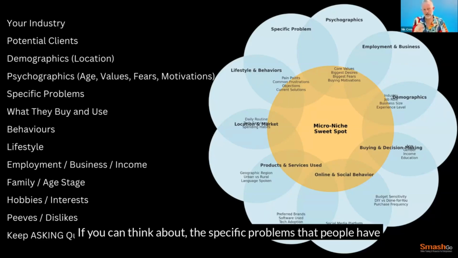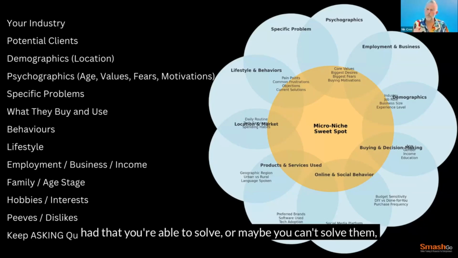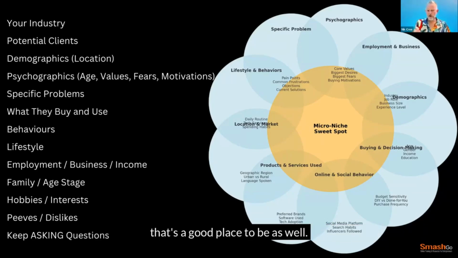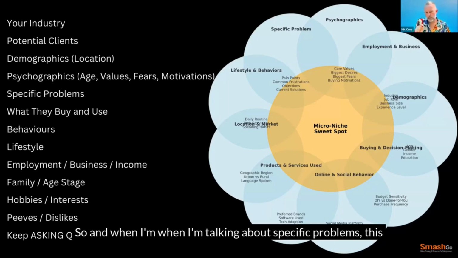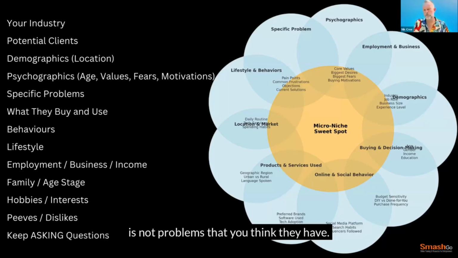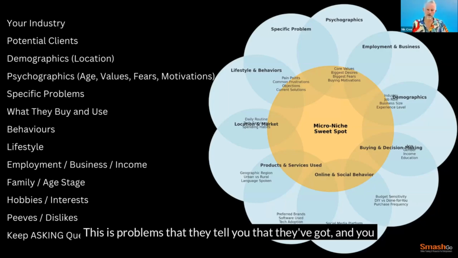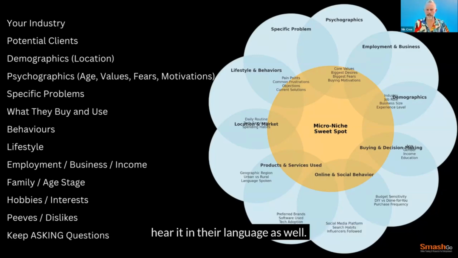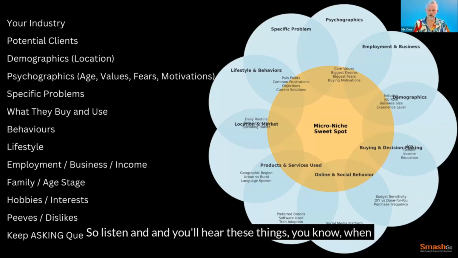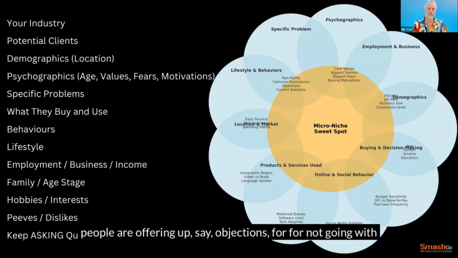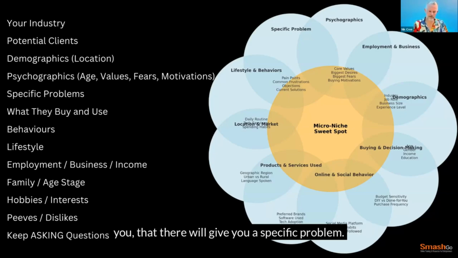If you can think about the specific problems that people have had that you're able to solve, or maybe you can't solve them, that's a good place to be as well. When I'm talking about specific problems, this is not problems that you think they have. This is problems that they tell you that they've got, and you hear it in their language as well. So listen, and you'll hear these things when people are offering up, say, objections for not going with you, that will give you a specific problem.